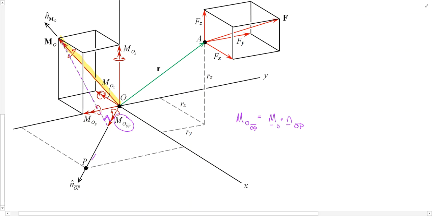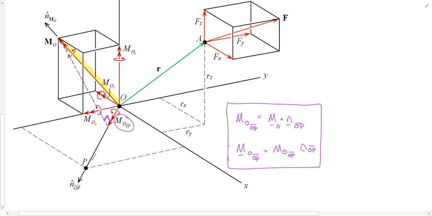And to form that unit vector, if I knew where point P was, I could easily do that with an angle or something like that. And then if you wanted the vector expression for this, MO onto OP, you could just say that it's the scalar multiplied by a unit vector that angles it. And that would be it. So just a little different approach to take to do a moment around an arbitrary axis.